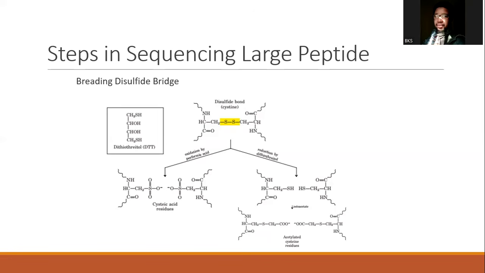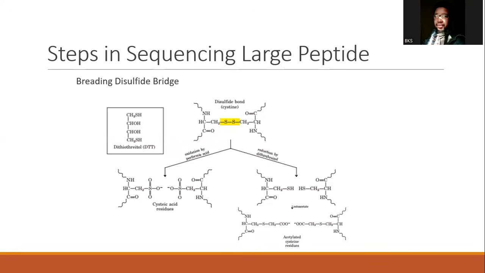When you use dithiothreitol, it will return the cysteine residues in the disulfide bond to cysteine. But this cysteine, remember, has the potential of coming back again to form a disulfide bond. So you have to prevent that. How do you prevent that?